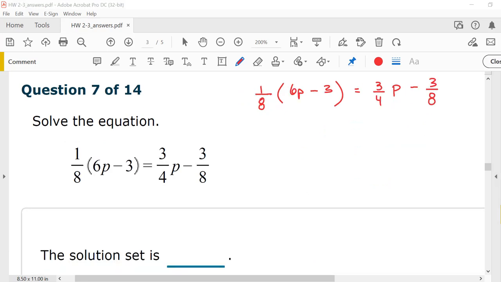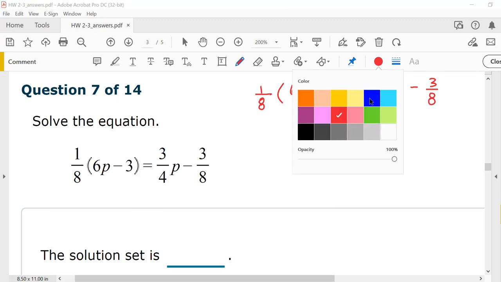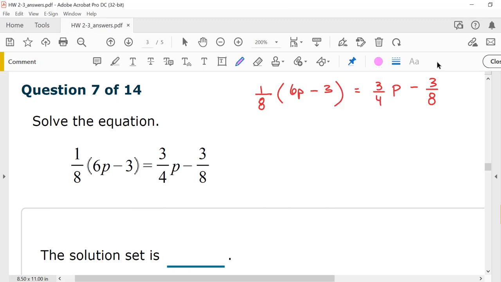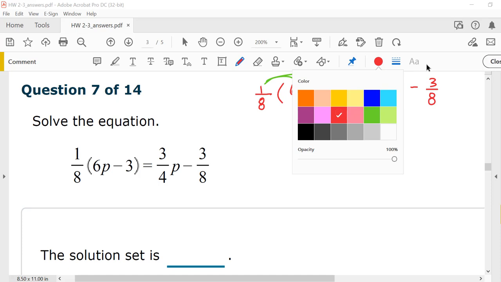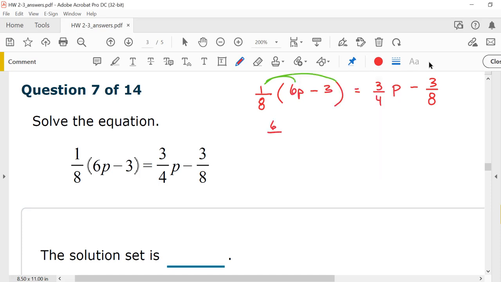Number 7, solve the equation. And I've already rewritten it. So I would see this as, if I want to clear the fractions, I need to multiply both sides by 8. If you need to distribute this 1/8 first to see that you're multiplying every term by 8, go for it. So let's do that. 1/8 times 6 would give me just 6/8 p, minus 1/8 times 3 is 3/8, and that equals 3/4 p minus 3/8.